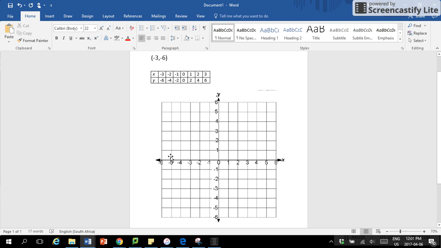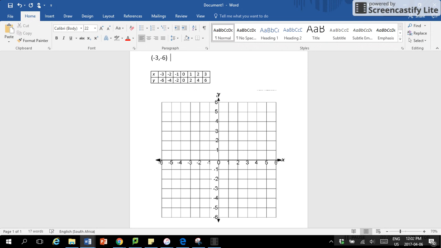So let's have a look. We know -3 goes across, okay? And -3 is on that line there where my cursor is, and then Y is -6, so -6 is here. So where do the two meet? -3 and -6, they meet here. You would place your dot or your A or whatever it is on that line.